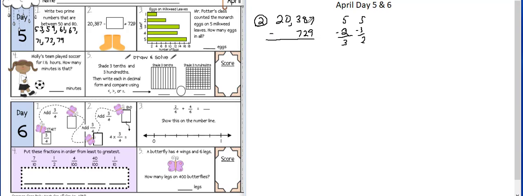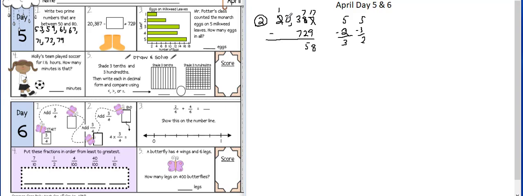So I have 7, I want to take 9 away. I've got to borrow. The 8 goes to a 7, 7 goes to 17. 17 minus 9 is 8. 7 minus 2, 5. 3 minus 7, I can't do it. I have to borrow. So I go to my neighbor. My neighbor doesn't have any. So it's got to go to its neighbor.